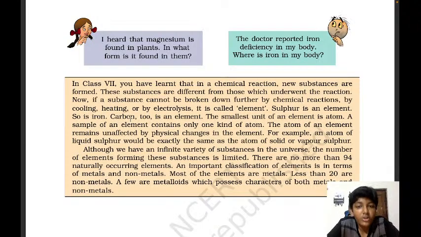So in class 7, you have learned that in chemical reactions, new substances are formed. These substances are different from those which underwent the reaction. Now, if a substance cannot be broken down further by chemical reactions, by cooling, heating, or by electrolysis, it is called an element. Sulfur is an element. So is iron. Carbon too is an element. The smallest unit of an element is an atom. A sample of an element contains only one kind of atom. The atom of an element remains unaffected by physical changes in the element. For example, an atom of liquid sulfur would be exactly the same as the atom of solid or vapor sulfur.